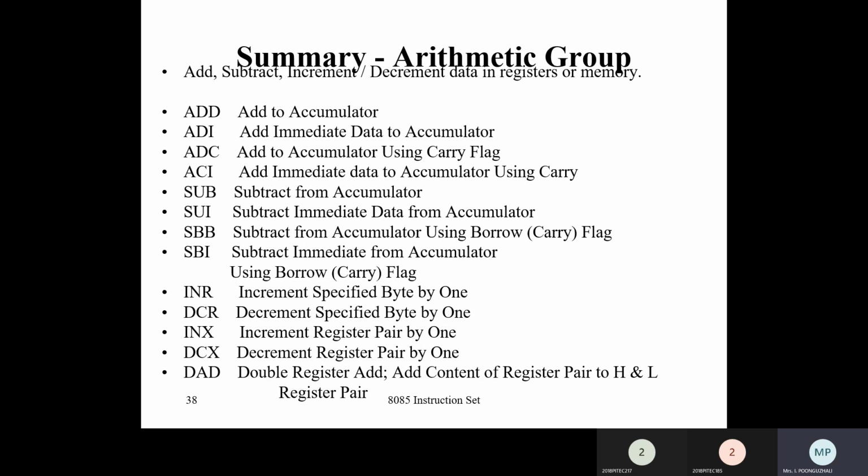Then increment: INR is increment, DCR is decrement the content, INX is increment a register pair. If I want to increment the HL register pair, I have to give INX. If I want to do it only for the accumulator, or only for B or C register, then INR. If it is a register pair, INX, DCX; if it is an 8-bit register, INR, DCR. Double add, adding double registers, is DAD. These are some arithmetic instructions.